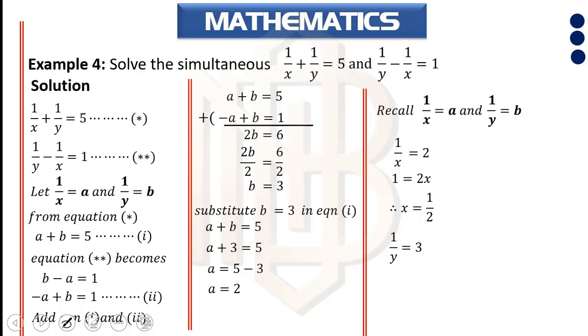Of course, we can solve the second equation further. We have 1 over y equals b. So 1 over y, since our b is 3, so 1 over y is 3. You cross multiply, you have 1 equals 3y, and then you can say y equals 1 over 3.